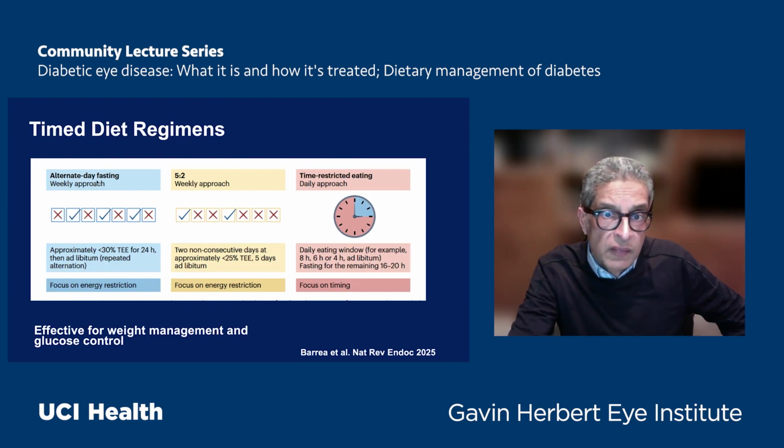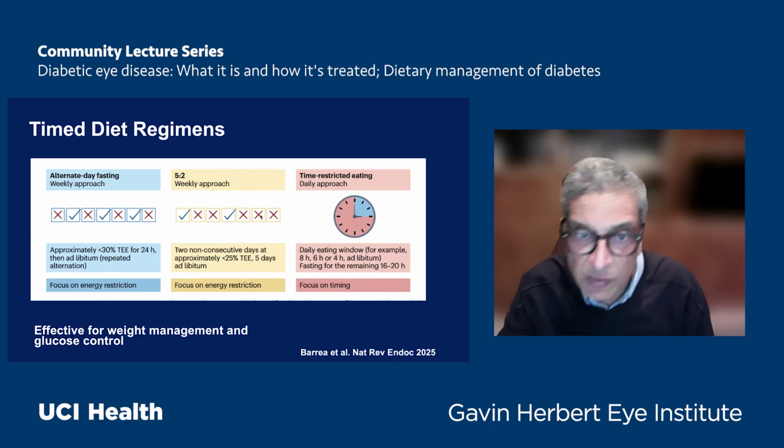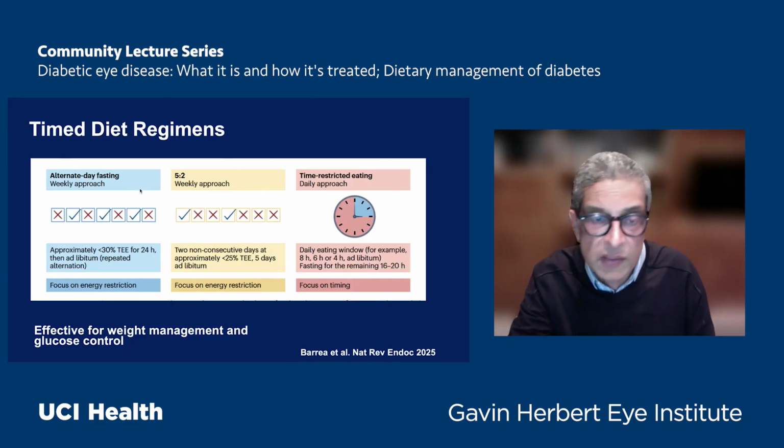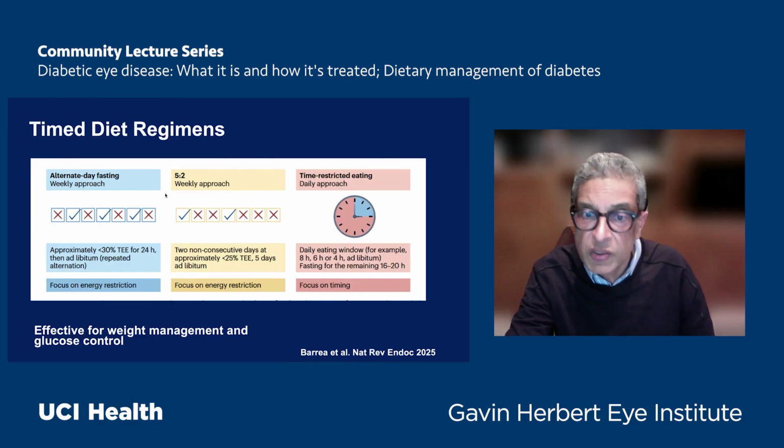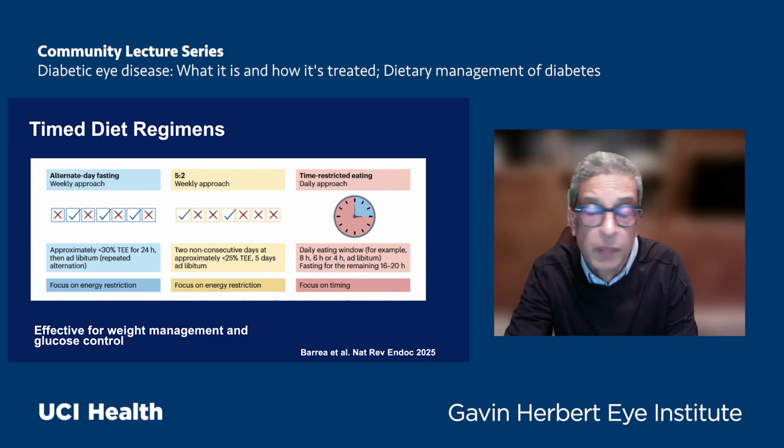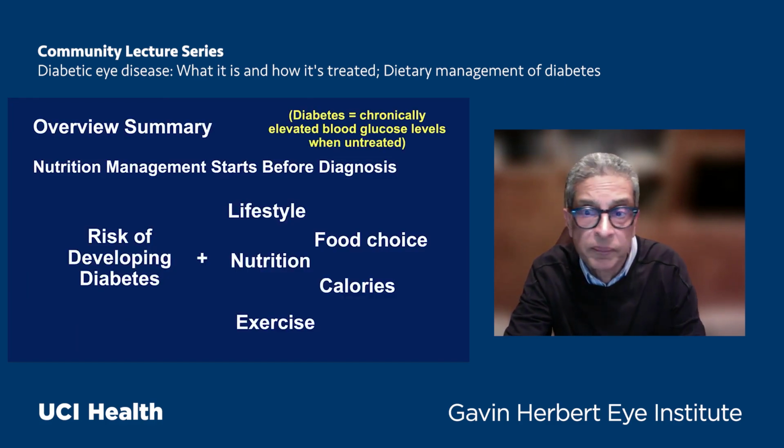There's alternate day fasting, an approach of fasting on 2 different days during the week. And then there's time-restricted eating. These are very difficult diets to maintain. They are very effective in losing weight and controlling blood sugar, but they're very hard for people to maintain. The Mediterranean diet, in contrast, or the DASH4D diet, are easy to maintain and adjust to, and people can stick to those diets much longer.